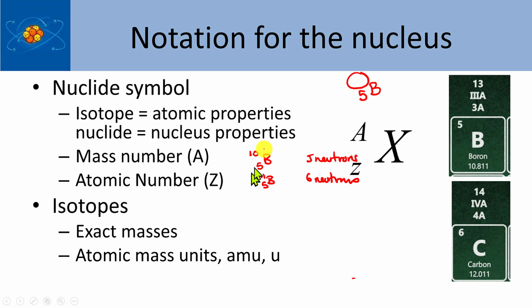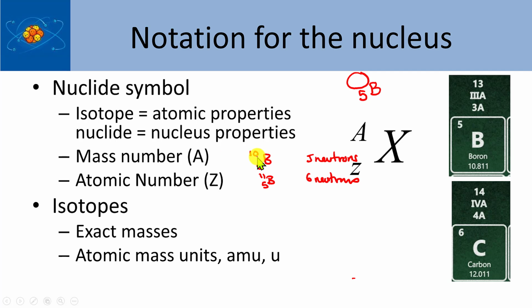Now, boron 10, and we'll talk about this in a second, but boron 10 and boron 11 have what we call exact masses. And for boron 10 and boron 11, they're very close to 10 and 11 because the mass number, right, represents the masses of protons and neutrons.